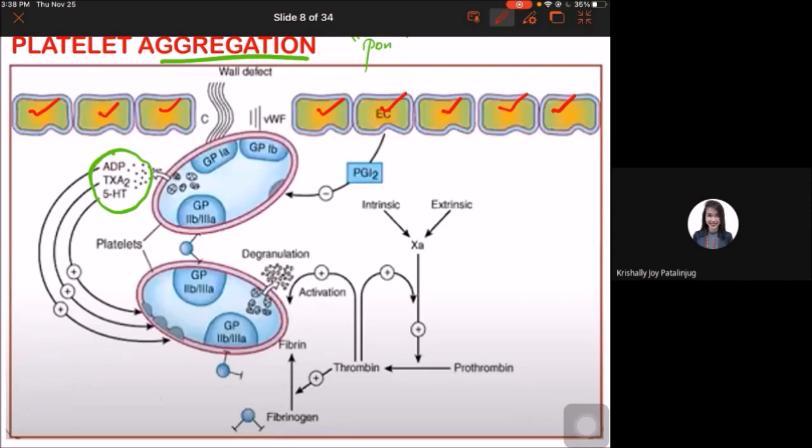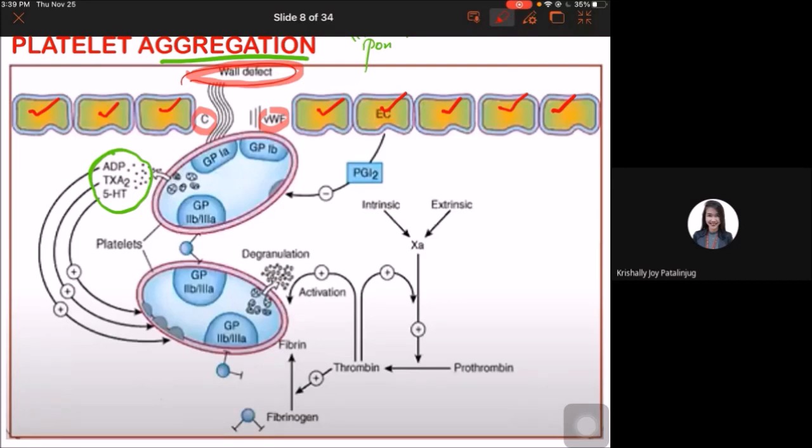Na as observed, etong part na to, di ba, may blank. Okay, obviously, there is endothelial injury. So may sira ngayon sa endothelium. Kaya exposed ngayon ang subendothelial substances. And what are those? Collagen. Okay, we have there collagen, von Willebrand factor. So na-expose ngayon.